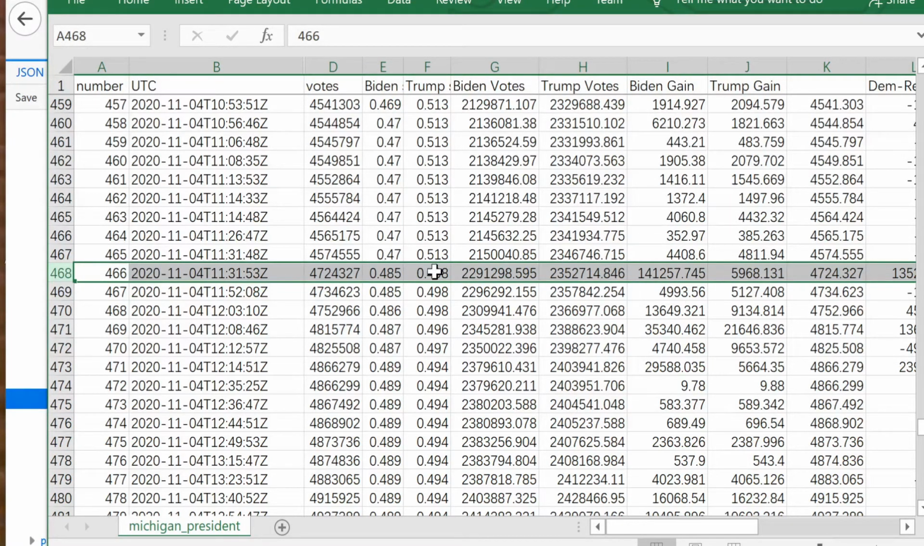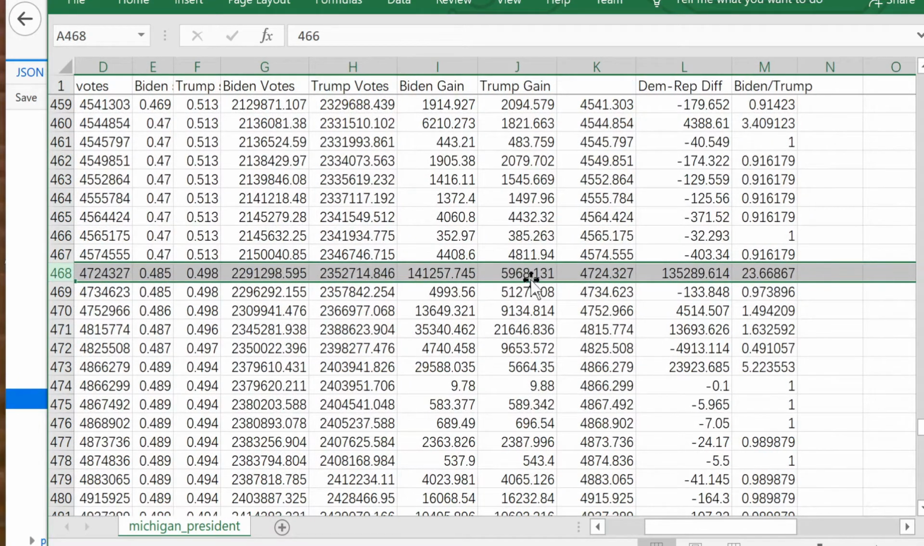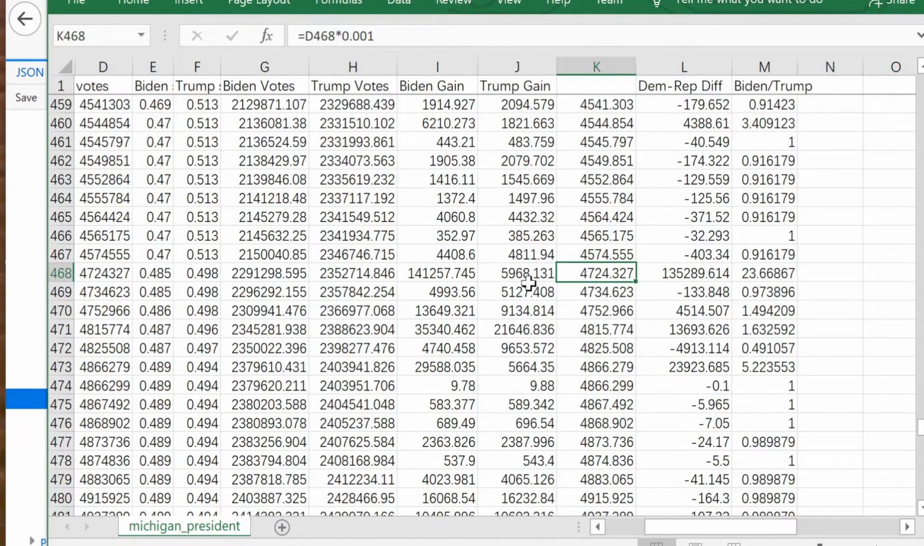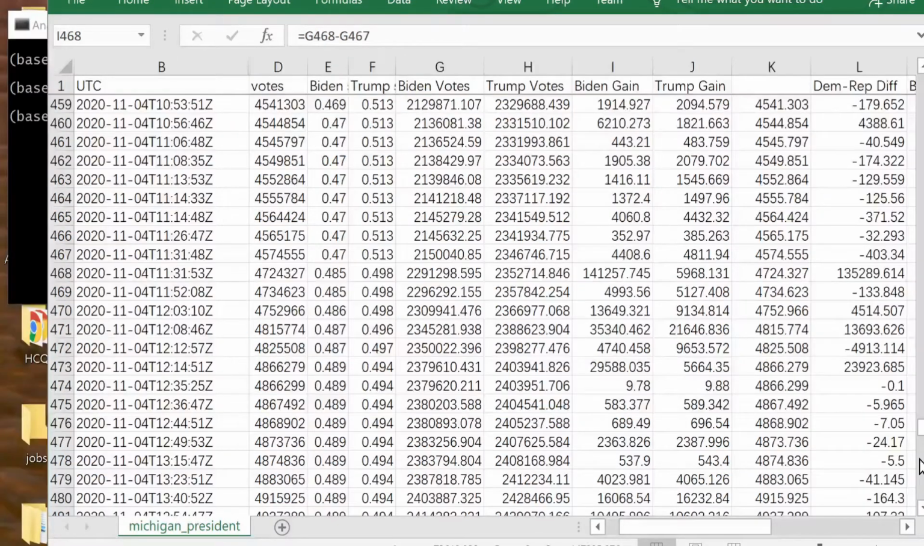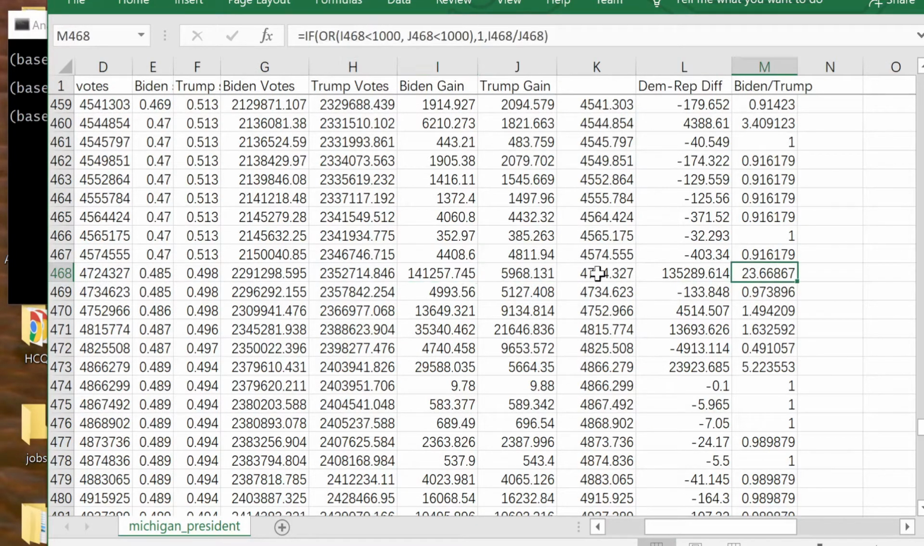So in this dump, Biden gained 140,000. Trump only gained 5,000. The resolution is 5,000. So Trump gained hardly anything, from 1,000 to like 10,000. But Biden gained 140,000. That's just because this ratio is 23. It's just unbelievable. So this ratio is not credible. Why is it not credible?